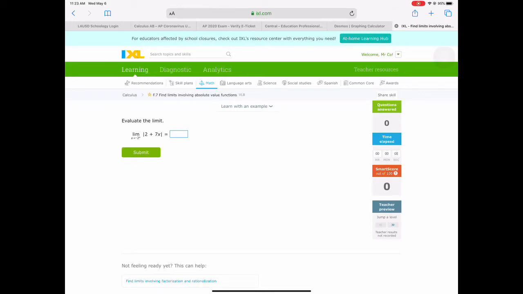Good morning, everyone. Today we're doing limits with absolute values. Now, for the most part, limits are pretty much like usual: just plug it in and see what happens.